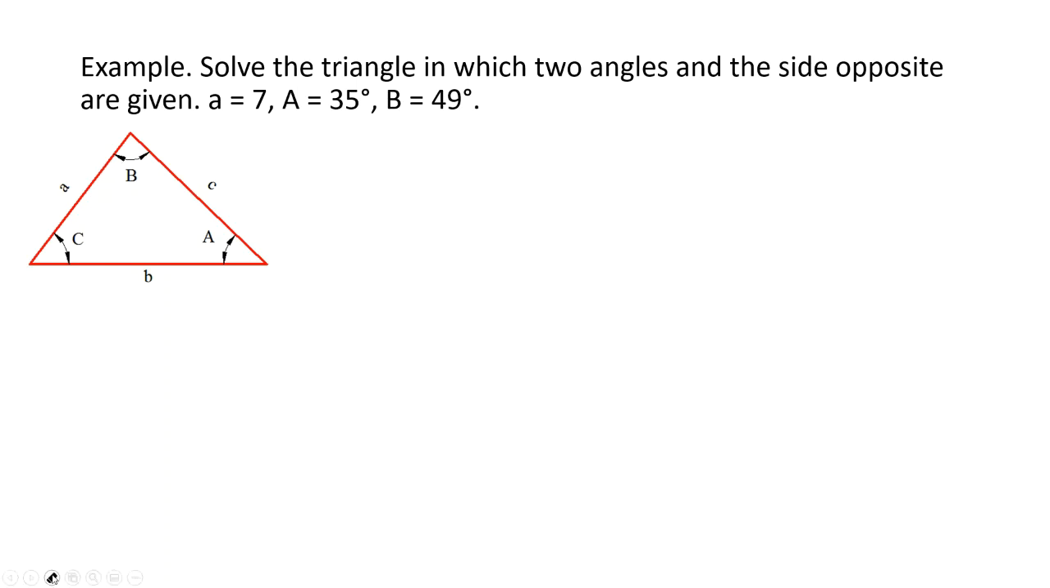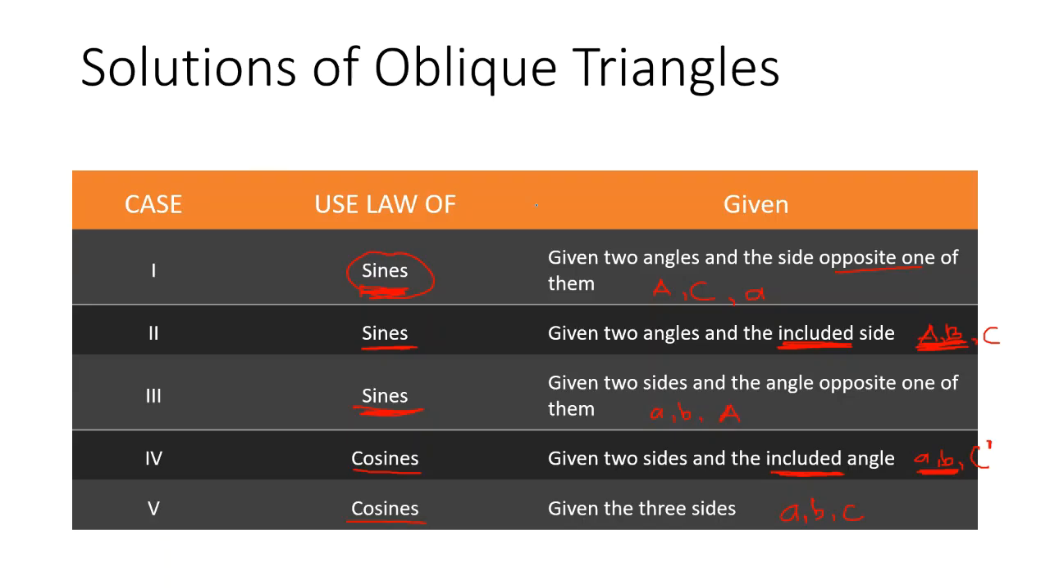Let's plot the givens in our triangle. We have A equal to 7, meaning this side is 7. Angle A is 35 degrees. Angle B is 49 degrees. As you can see, we are given two angles and one side opposite one of them. So that is case 1.